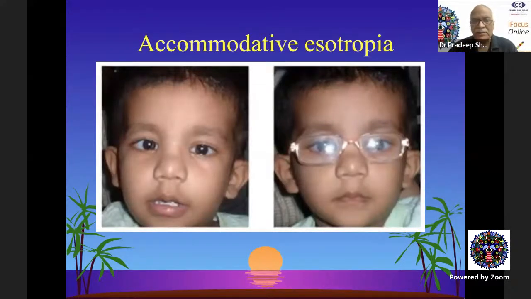Now, this is an accommodative esotropia. He has a right eye esotropia. If you correct him fully, and if it's a fully accommodative esotrope, then he would have straight eyes with this full correction as per the cycloplegic refraction.